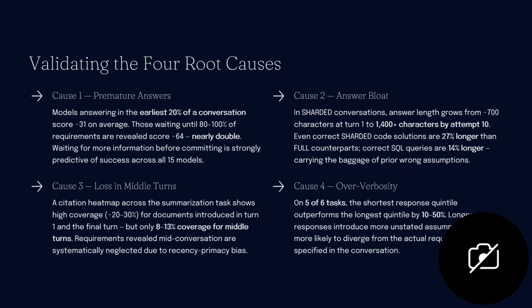Cause 4: over-verbosity. On 5 of 6 tasks, the shortest response quintile outperforms the longest by 10 to 50%. Concise turns keep the conversation on track, verbose turns derail it.